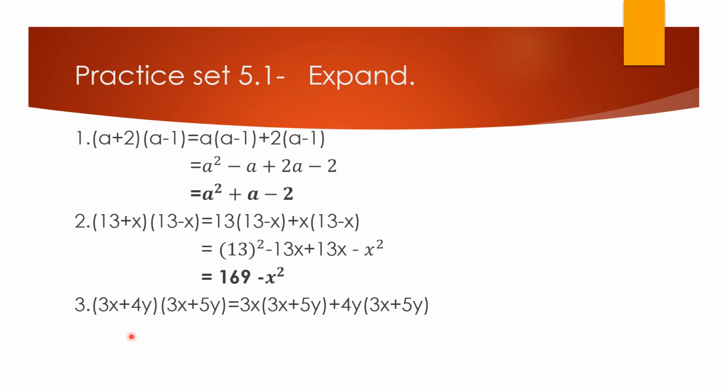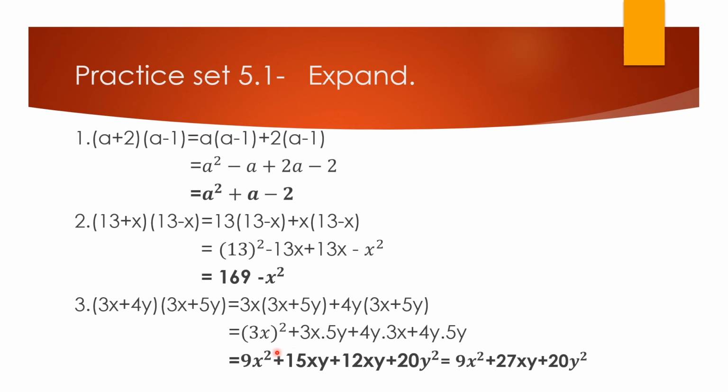Then the third example, (3x + 4y)(3x + 5y). So, 3x(3x + 5y) + 4y(3x + 5y) is equal to 3x into 3x, 3x², plus 3x into 5y, plus 4y into 3x, plus 4y into 5y. Write all these multiplications. Then 3x² becomes 9x², 3x into 5y becomes 15xy, 4y into 3x becomes 12xy, and 4y into 5y becomes 20y².